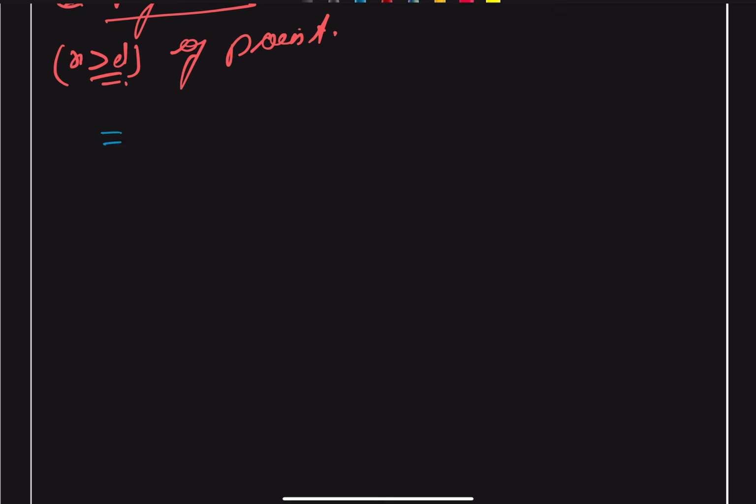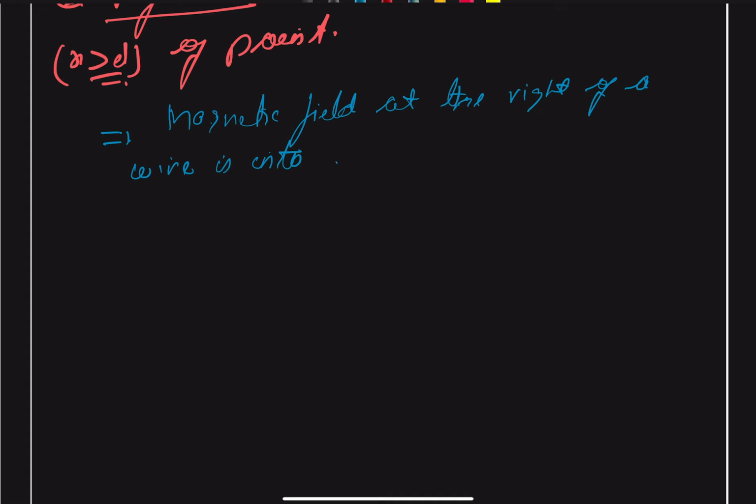Therefore, we can say magnetic field at the right of a wire is into the page, that is minus z axis.